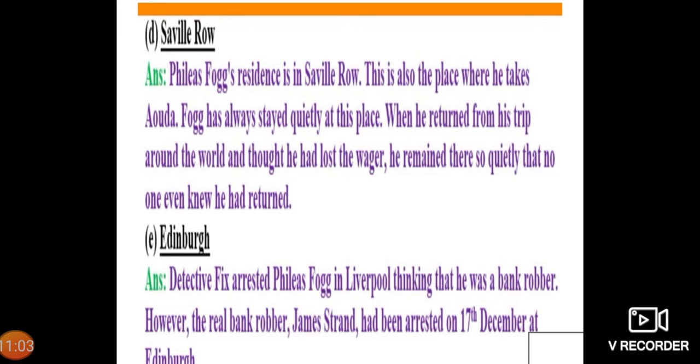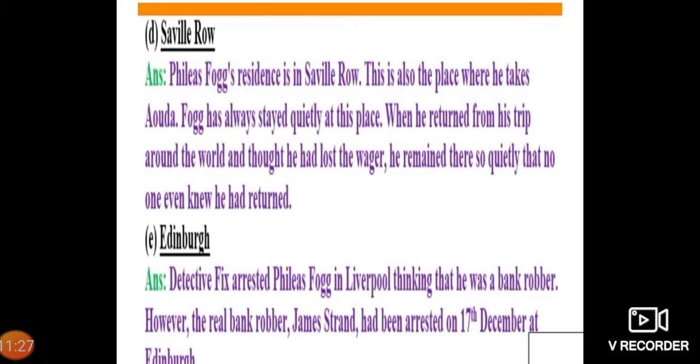Savile Row. Phileas Fogg's residence is in Savile Row. This is also the place where he takes order. Fogg has always stayed quietly at this place. When he returned from his trip around the world and thought he had lost the wager, he remained there so quietly that no one even knew he had returned.